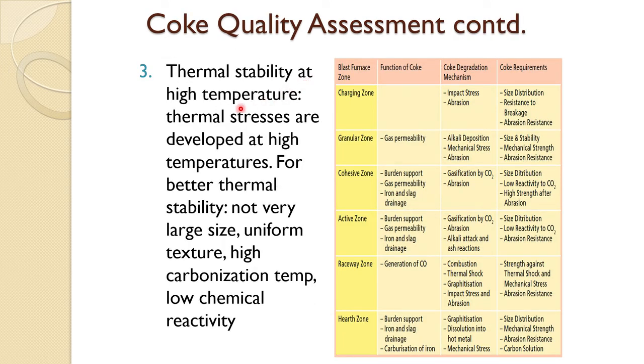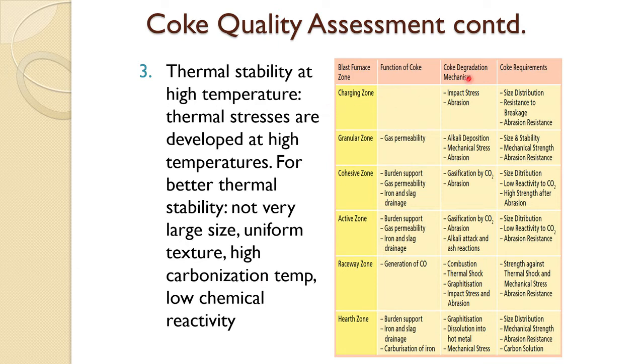These are the few important tests which are required to see that the coke has the desired reactivity. Thermal stability at high temperature. Thermal stresses are developed at high temperature, and decrepitation can actually happen. So, for better thermal stability, you do not need a very large size coke; uniform texture, high carbonization temperature and low chemical reactivity. These are the important things for the coke to become a feed material for the blast furnace.